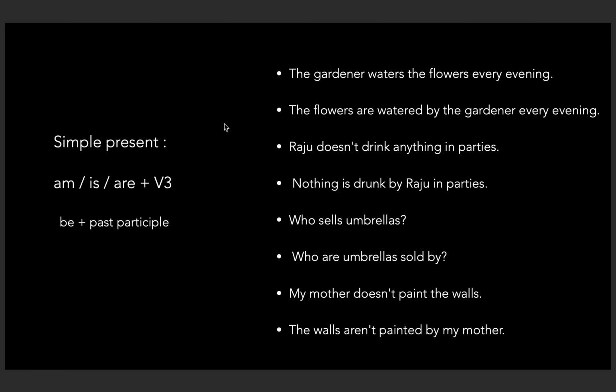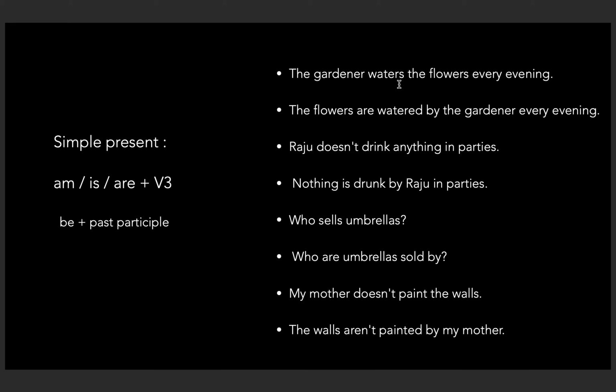So the first thing is simple present tense. As we mentioned yesterday, it has a basic structure: subject plus V1 plus object. Once we convert it into passive form, the order changes: object plus am, is or are as per the subject's nature, plus V3, which is a must. That is be plus past participle. We will see the examples.